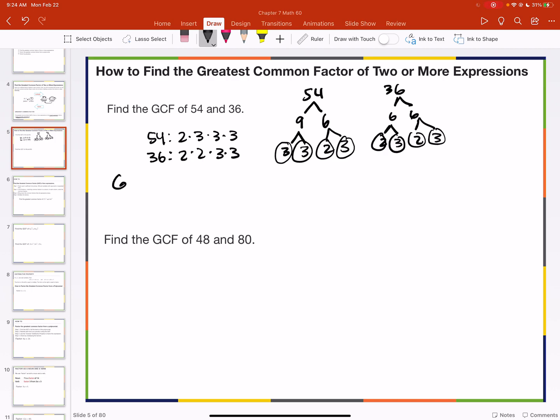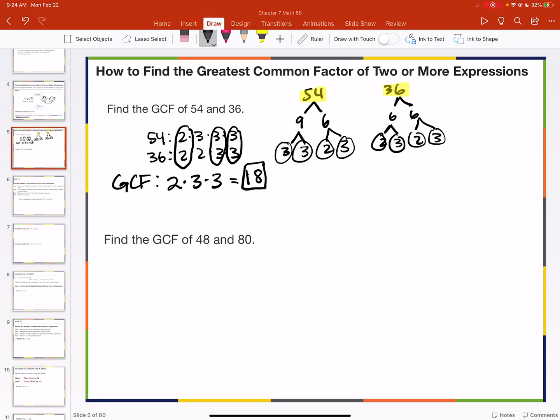The GCF is going to be comprised of all the common factors. Okay, so here's a 1. Fine. They have a 2 in common. And then they have a set of 3s in common. And then they have another set of 3s in common. So the greatest common factor will be 18. So think about that: 18 is the number that divides 54 and 36 both evenly, okay?